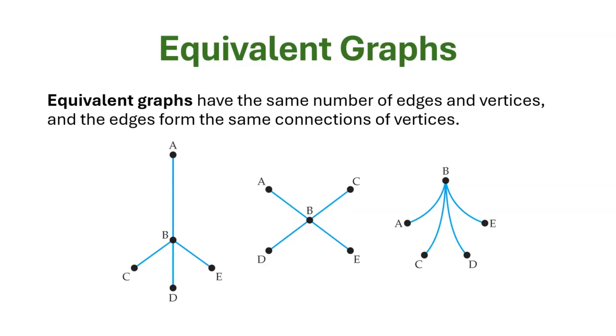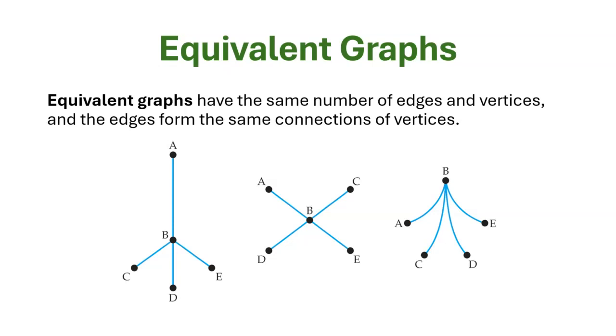At this point, we also need to know what equivalent graphs are. If we want to do more with this graph, we need to be able to distinguish them. And so equivalent is a way of saying that it is the same graph. But we use the word equivalent because they may not look the same. So equivalent graphs have the same number of edges and vertices, and the edges form the same connection of vertices. This would be an example of three equivalent graphs. So when you look at them, it seems that they're different because we see different letters.